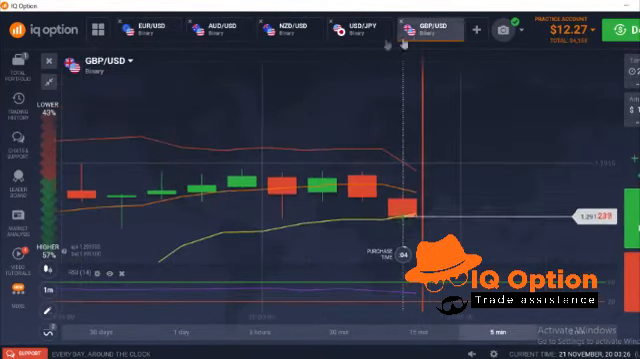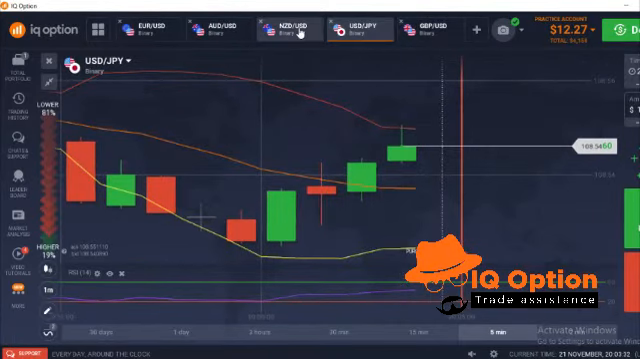So we wait for the perfect candle to form. Here we see an extra large red candle.